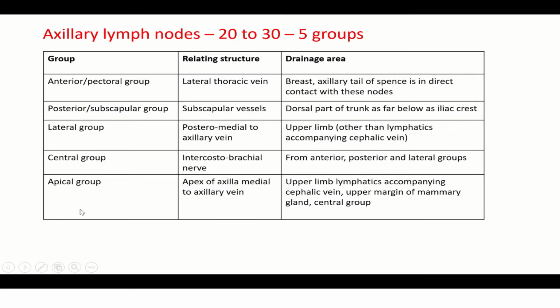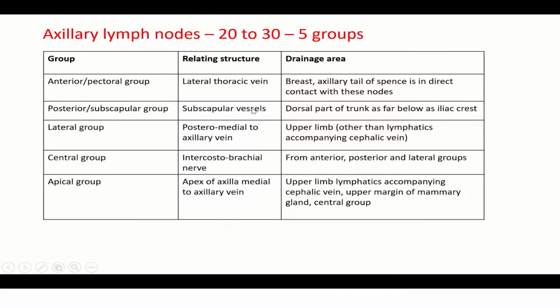Now, axillary lymph nodes, most important. You already have an idea about these lymph nodes, because when you learn the lymphatic drainage of the mammary gland, you need a basic idea of this. Axillary lymph nodes number around 20 to 30. They are divided into 5 groups, namely the anterior group, also called pectoral, the posterior group, also called subscapular, the lateral group, the central group, and the apical group.